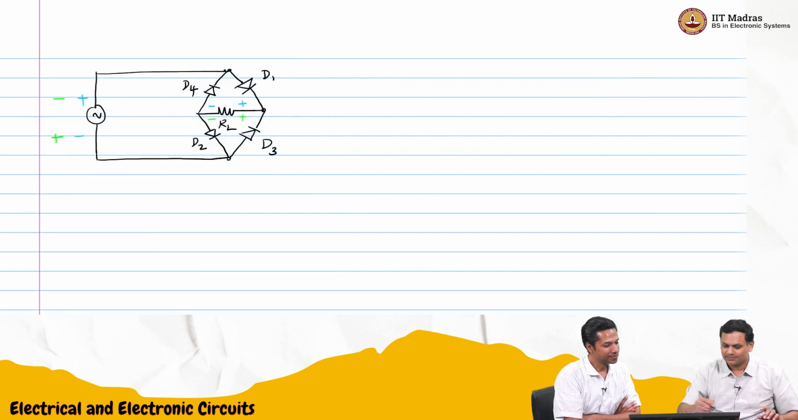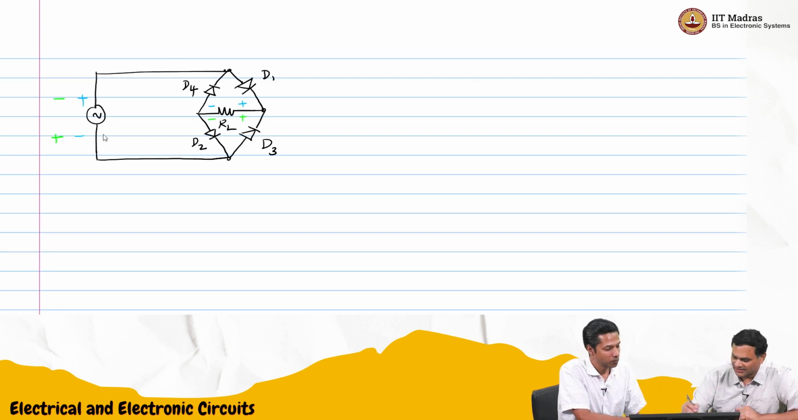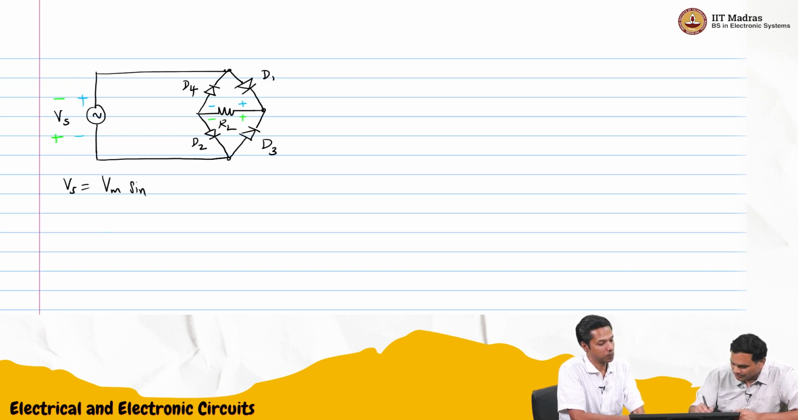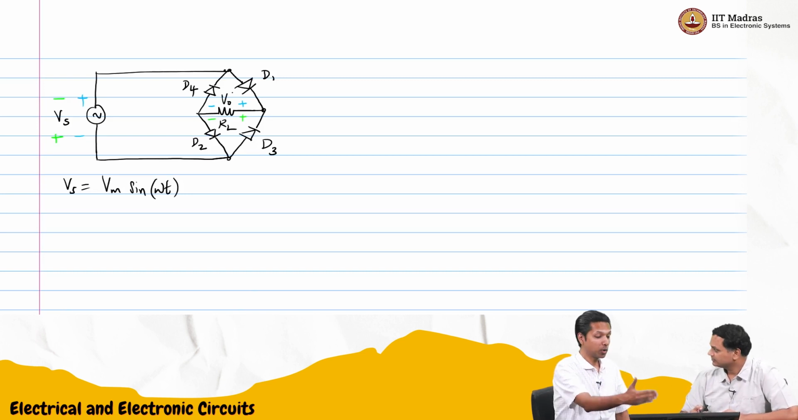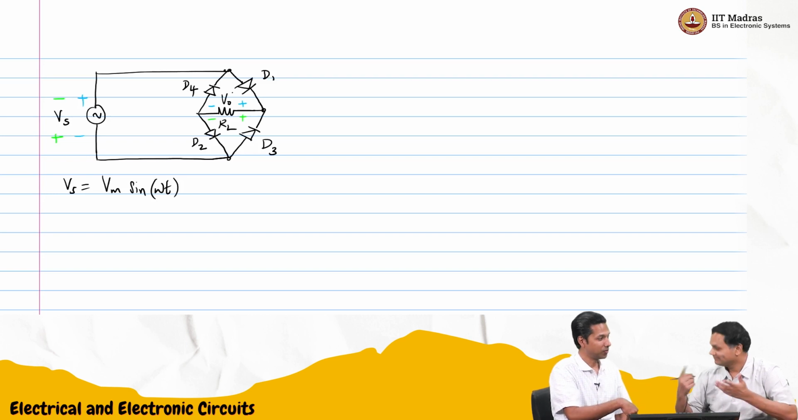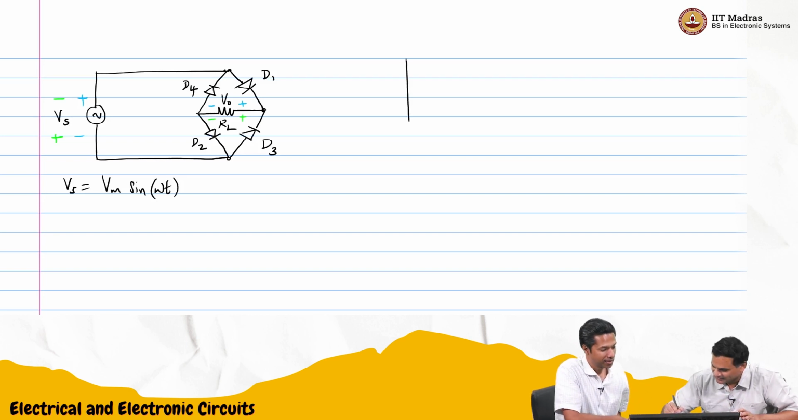So now we'll just mark Vs also. Vs is Vm sin omega t. And we'll mark Vo. It's the same direction for both. Maybe we'll draw Vs and then Vo below. That's a very good idea. Let's do it.